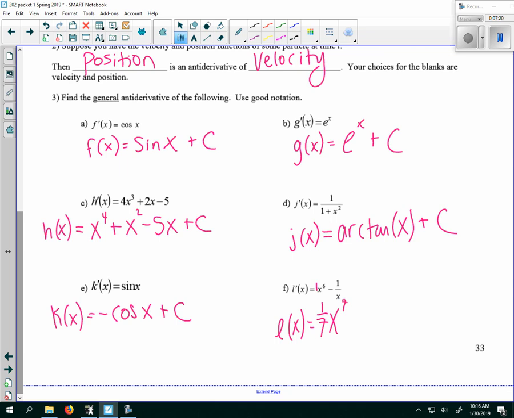So I have 1/7 x to the 7th minus the antiderivative of 1 over x, a function whose derivative is 1 over x. That's one we should know. It is ln of x, and then plus c.